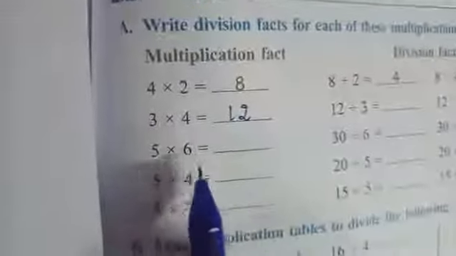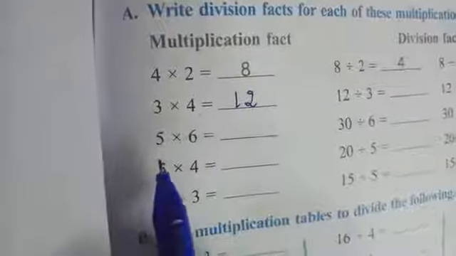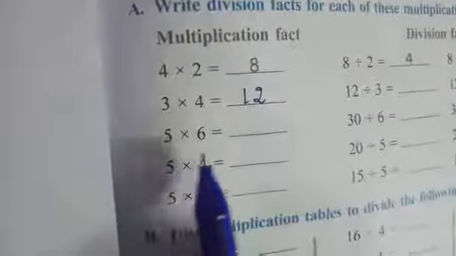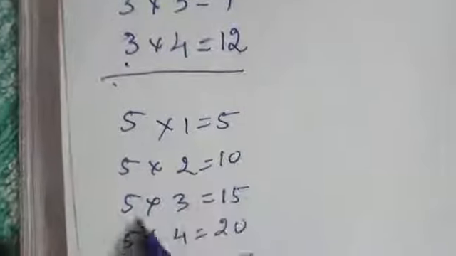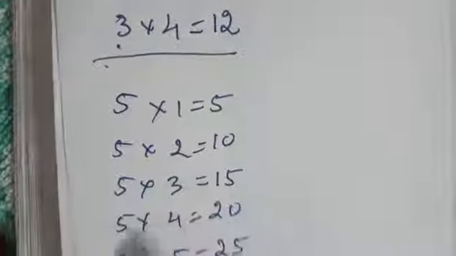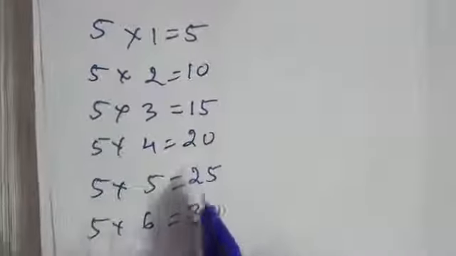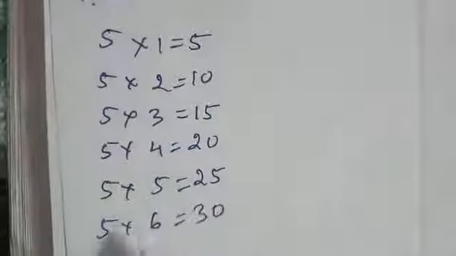Okay children, next you see 5 6s are. Here you can use the 6 table or the 5 table. Now we are going to find out 5 6s are. See the table: 5 1s are 5, 5 2s are 10, 5 3s are 15, 5 4s are 20, 5 5s are 25, 5 6s are 30. That means here what is the answer? You are right, 5 6s are 30.